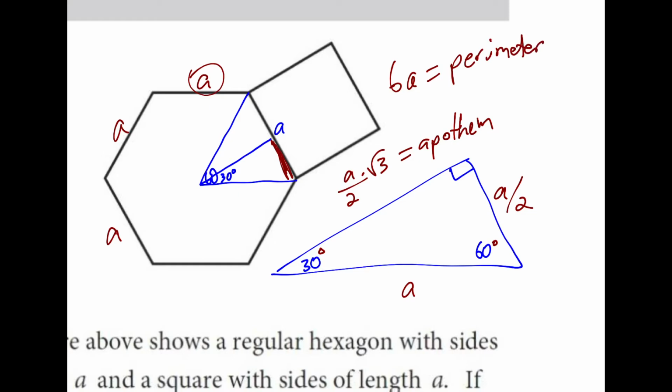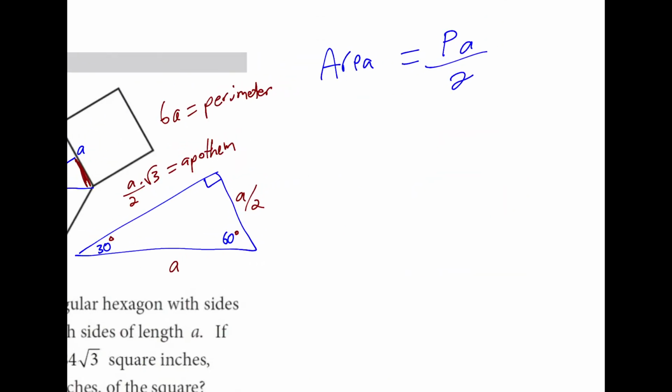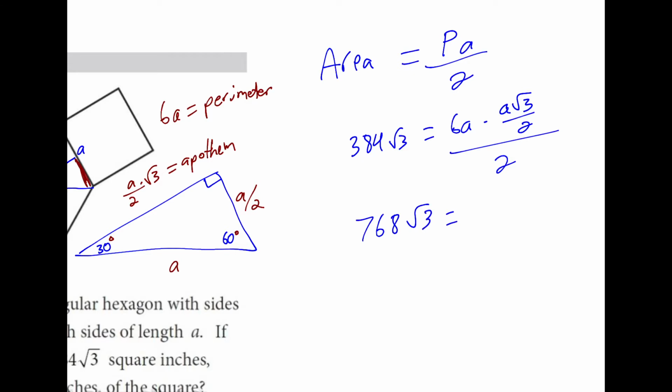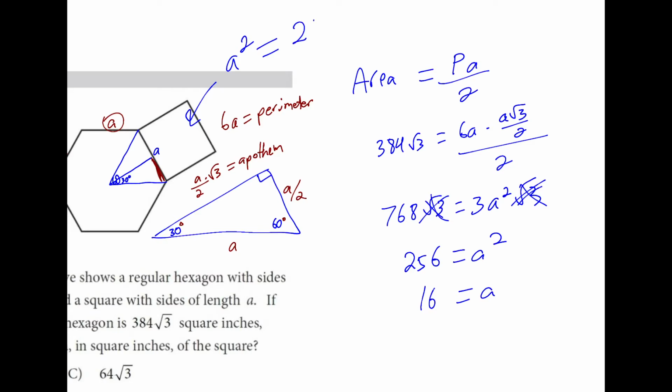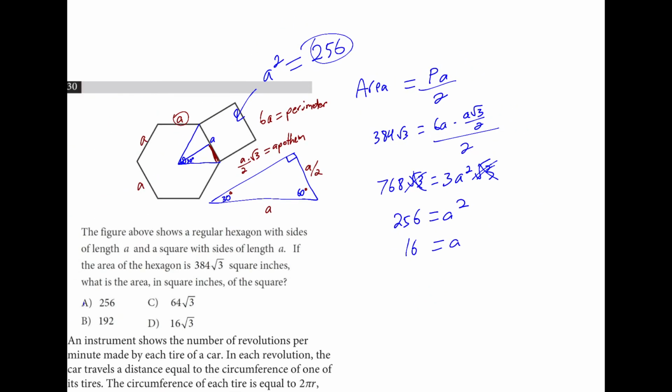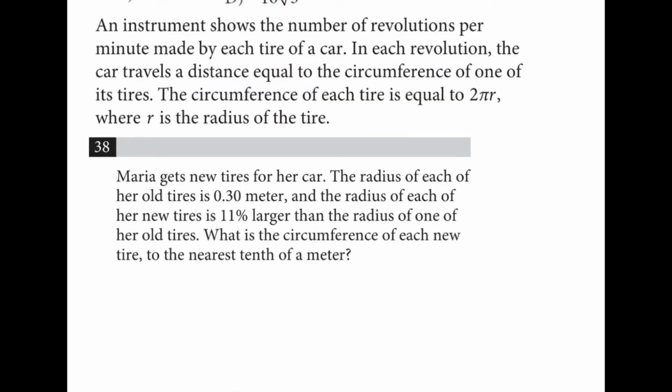Let's plug all these into the formula. The area of a regular hexagon is the perimeter times the apothem divided by 2. So if I plug it in like this, 768 root 3 is equal to, let's clean this up a little bit, 6 over 2 is 3, a squared root 3. So if I divide, I'll just get rid of the root 3's by the way, and I am left with 256 is equal to a squared. So 16 is equal to a. So now the area for a square is just a squared, which is back to 256. The answer was A.